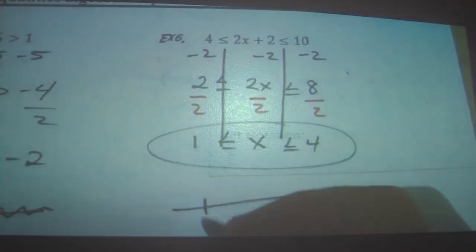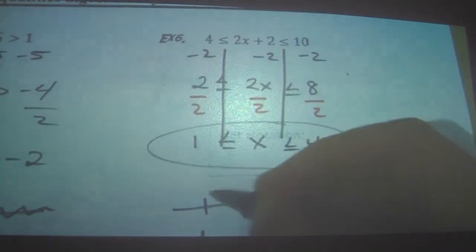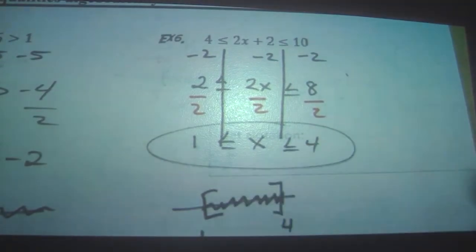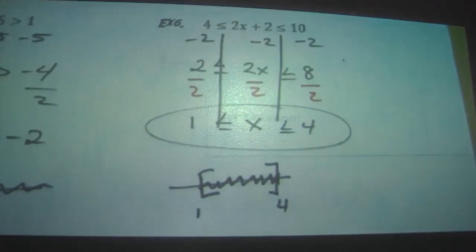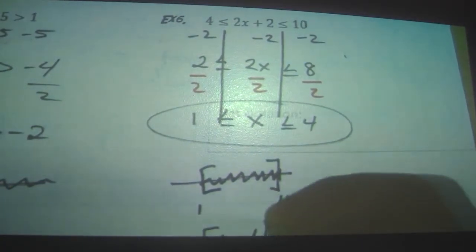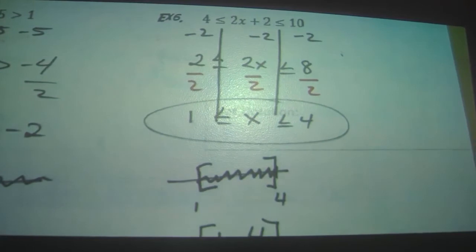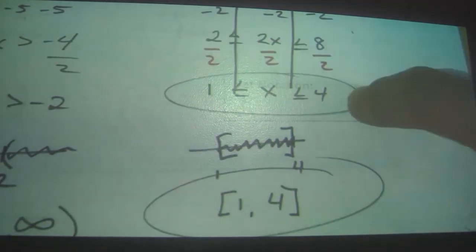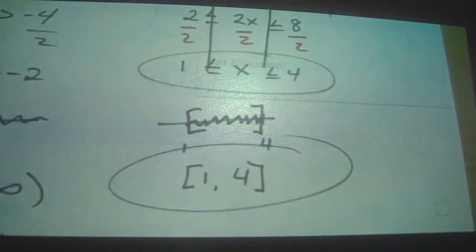Put that on a number line, low number, high number, brackets, shaded in between for ands. Bracket, 1, 4, bracket. That's my interval notation. You guys see what my math lab wants? If they just want that, great, we're done. If they want you to do interval notation, that's what they're looking for.